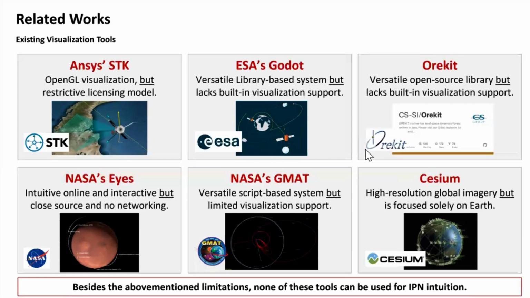NASA EYES is, in my opinion, all the opposite. It's a fantastic tool. I mean, if you have not tried it online, I suggest you do so. You can have fantastic visualization of the different contacts that you have between Mars assets and orbiters. And they have a very fancy visualization approach to actually show this. But it's a web-based interface from NASA.